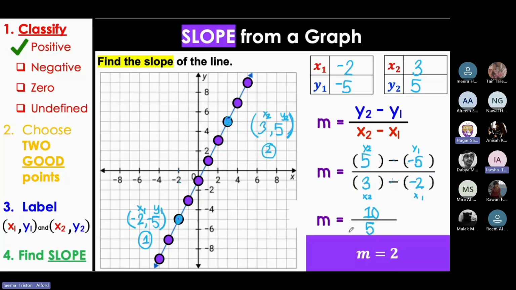We did the same question 3 times and we got positive 2 every time. So as long as you choose 2 good points, you should be fine about this one. Okay?